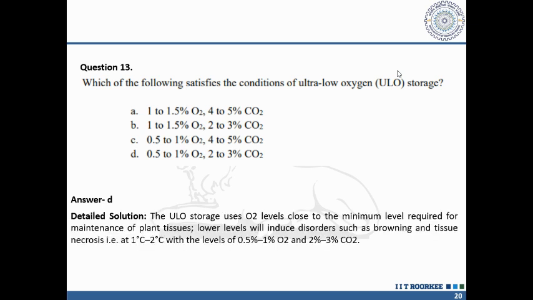So that is ULO, ultra low oxygen storage. The oxygen level is closest to the minimum level required for the maintenance of the plant tissue, with lower levels inducing disorders such as browning of tissue. It is at 1 to 2 degrees centigrade with 0.5 to 1% of O2 and 2 to 3% of CO2. That is ultra low oxygen, mostly used for the maintenance of plant tissues.